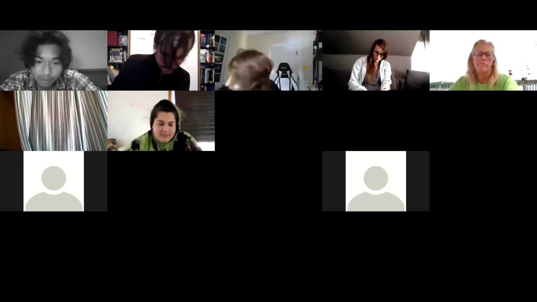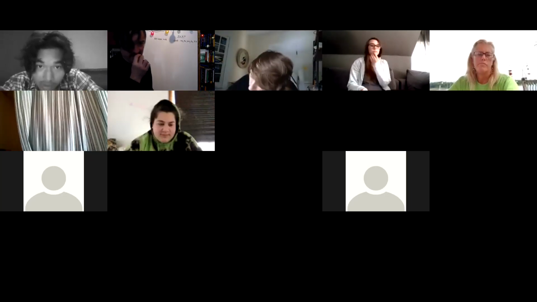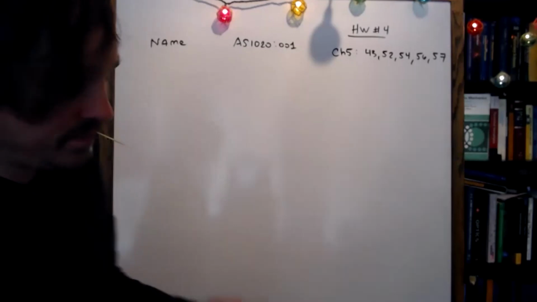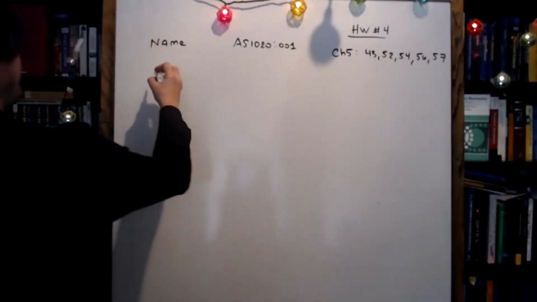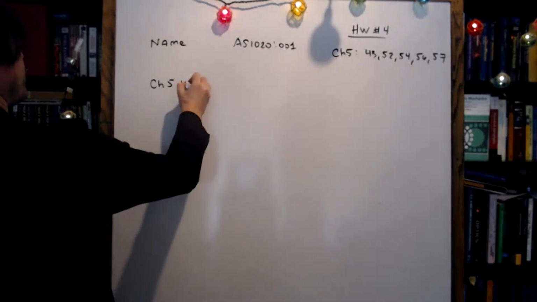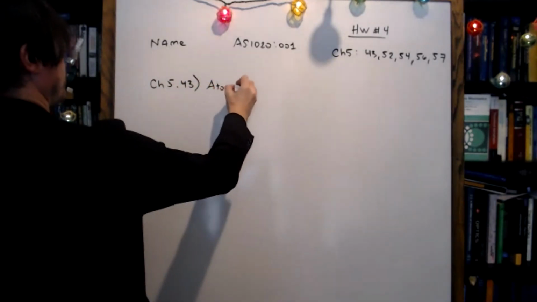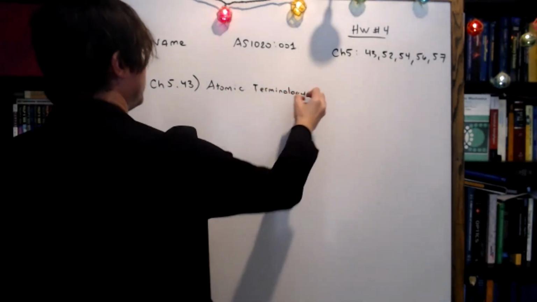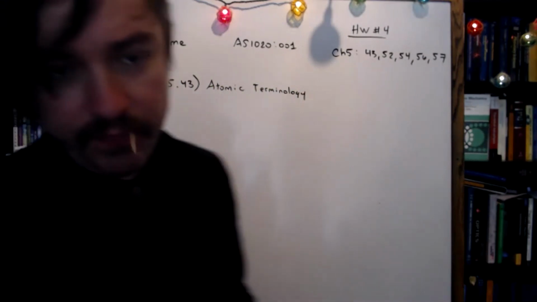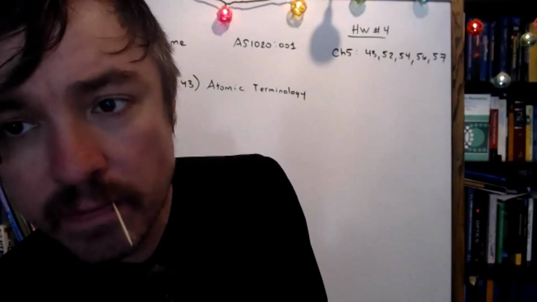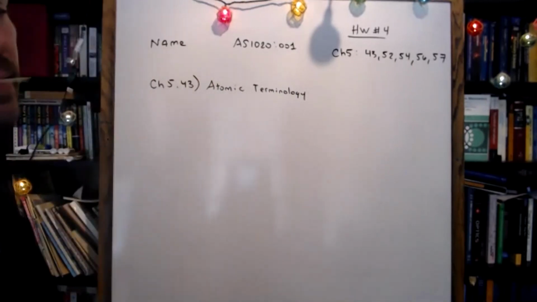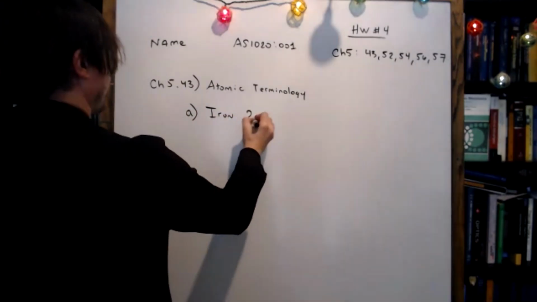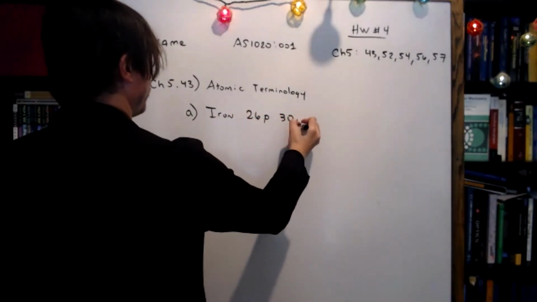Number 43. Atomic terminology practice 1. Go ahead, Arunsak. This is A. The most common form of iron has 26 protons and 30 neutrons. State its atomic number, atomic mass number, and number of electrons.